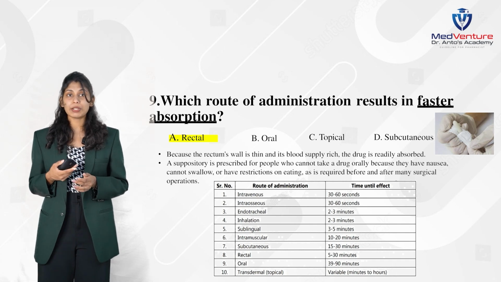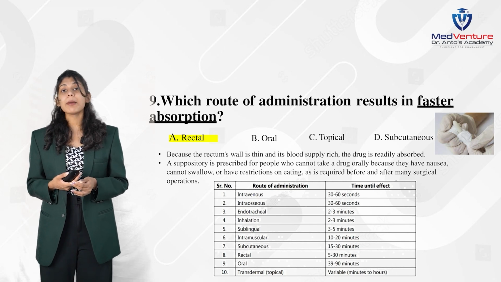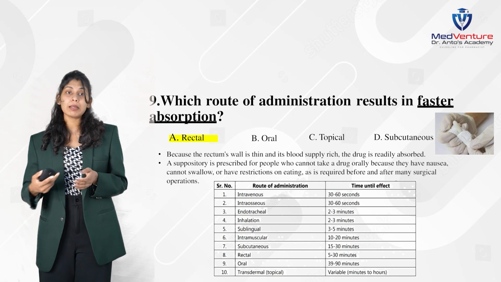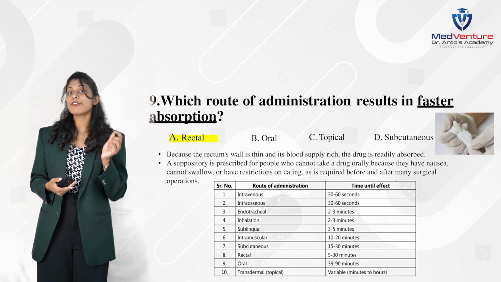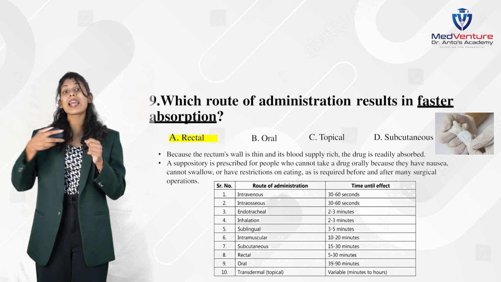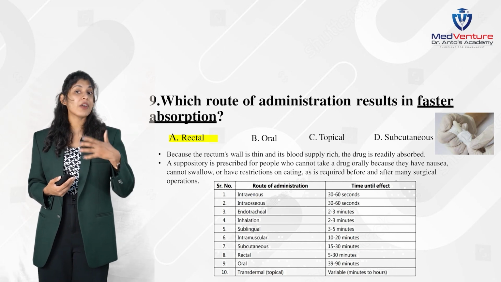Inhalation takes about 2 to 3 minutes. Sublingual takes about 2 to 5 minutes. Intramuscular takes about 10 to 20 minutes. Subcutaneous 15 to 30 minutes. Rectal takes only about 5 to 30 minutes. So why does rectal take only a few minutes? It's because of the rectal wall. It's very thin and the blood supply to that area is very rich.